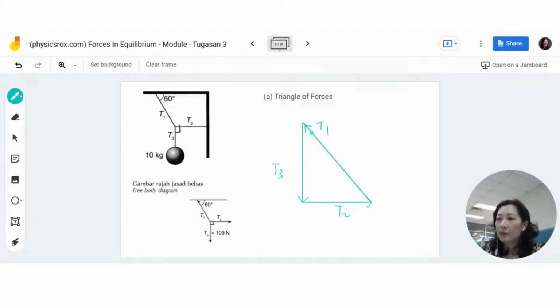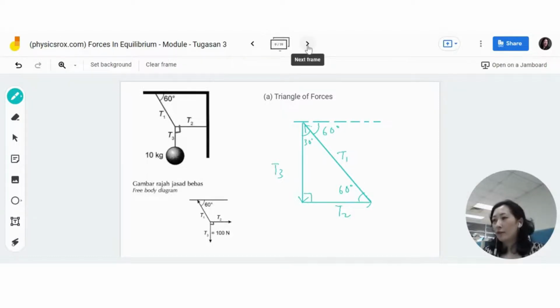Now, 60 degrees is between T1 and the horizontal, which means that, actually, let me move the T1 label a little bit down. That means this is 60 degrees. This line, of course, should be dotted because it's a guideline. It's not an actual force line. That means that this is 30 degrees on the inside. This is 90 degrees. Therefore, this would be 60 degrees.